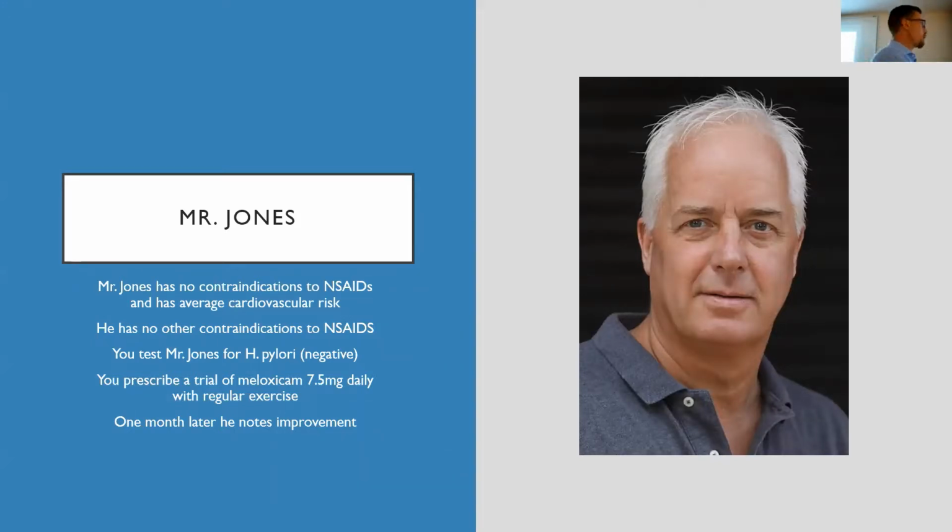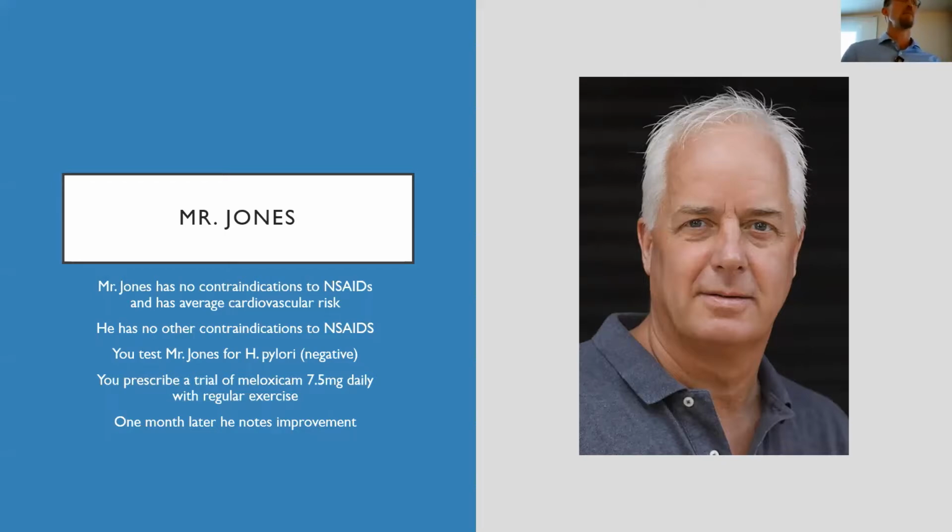So we decided that we would test him for H. pylori, right? Because we learned today that we should be testing these people for H. pylori before we start an NSAID, and he's negative. Great. So then we're going to try, maybe let's do a trial of meloxicam 7.5 milligrams daily with regular exercise. Why prescribe regular exercise? Because it helps osteoarthritis. And that's their ancillary treatment. And why meloxicam? Well, he's 63. He doesn't have H.